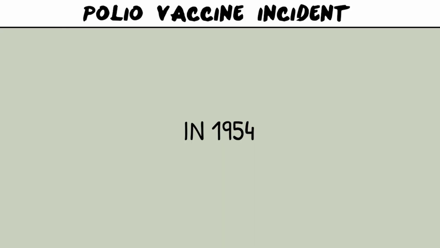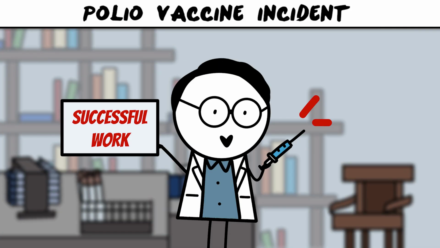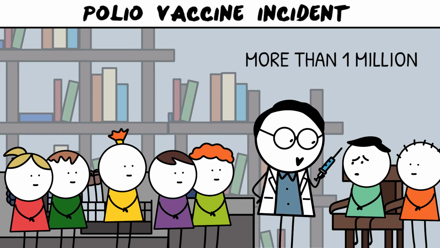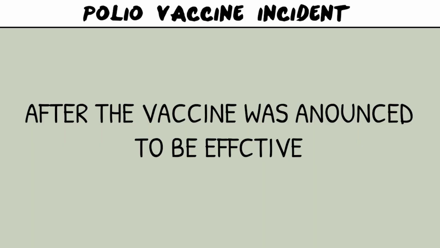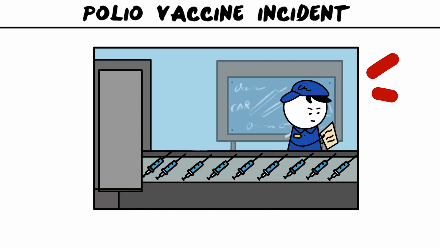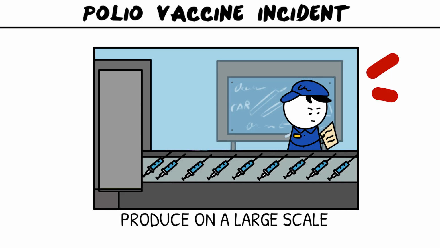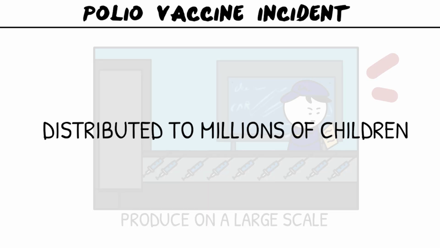In 1954, one of the largest medical trials in history was conducted, and more than 1 million children participated in it. After the vaccine was announced to be effective in April 1955, it was decided to produce it on a large scale so it could be distributed to millions of children.